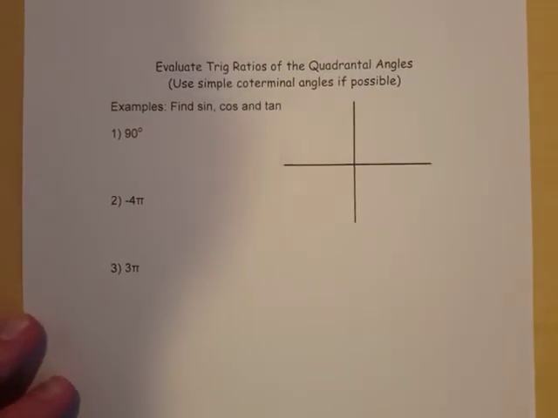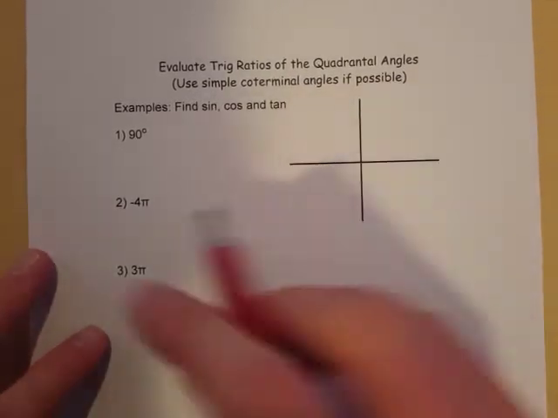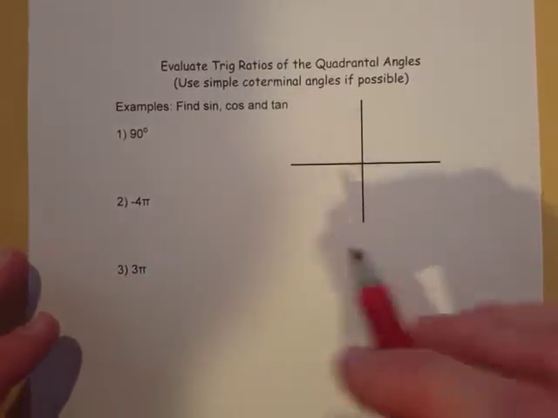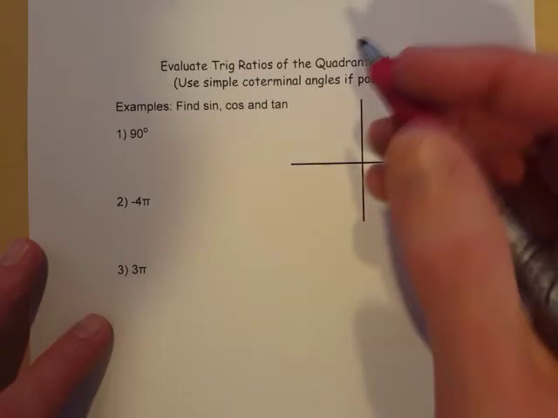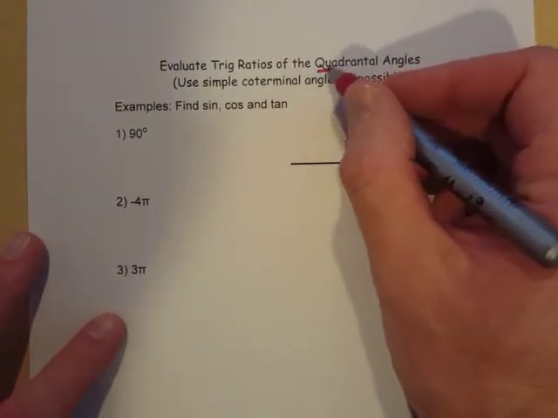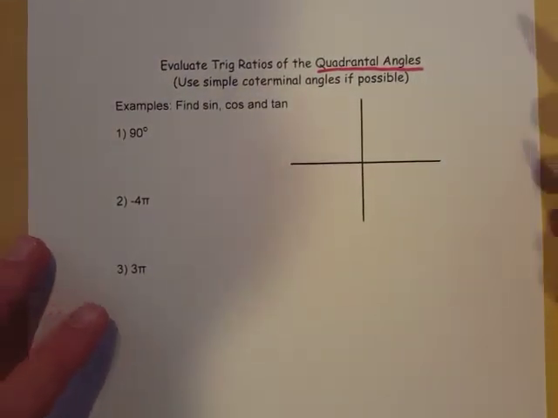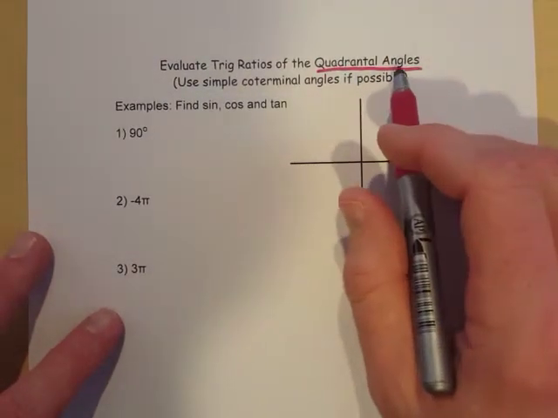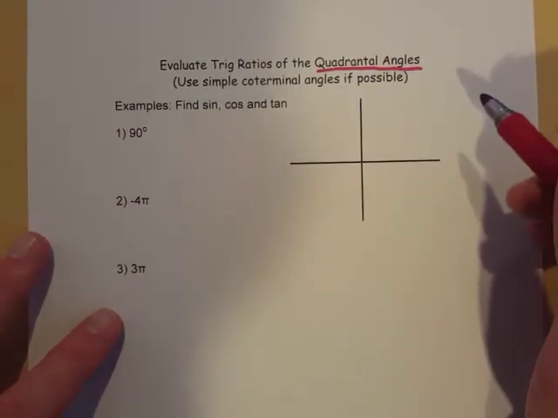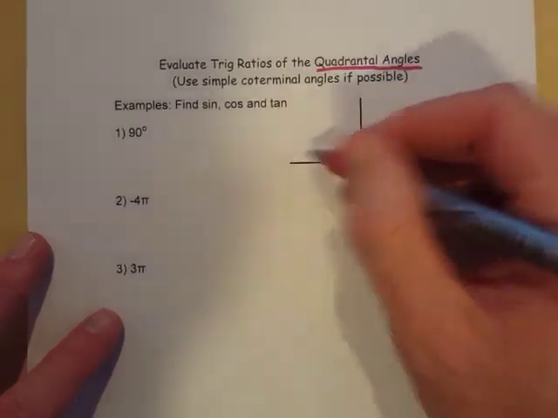This is our last example from section 4.3 day 1, and we're going to be taking a look at some special types of trig ratios or special types of angles that we're going to be using, and these are called the quadrantal angles. Now, the name actually is a little ironic because these quadrantal angles are the ones that don't have a quadrant.